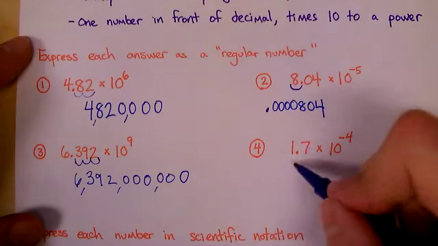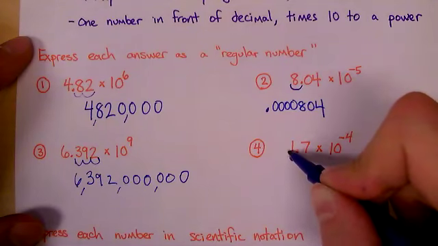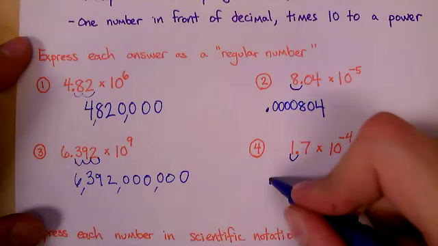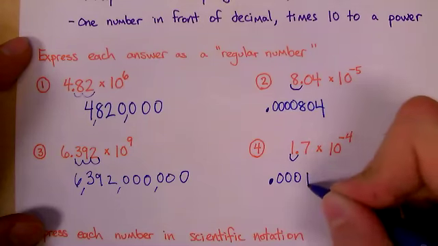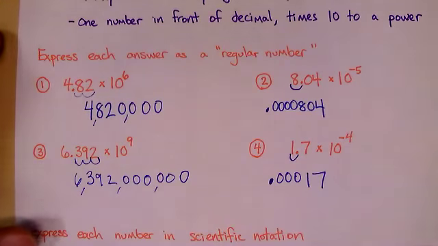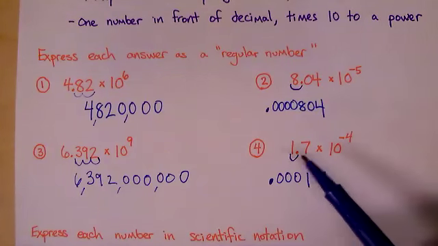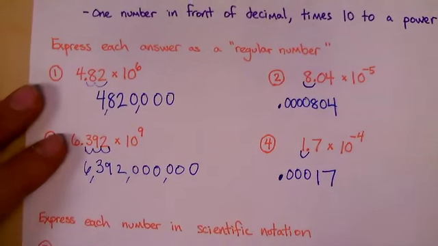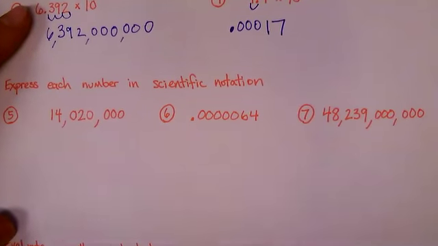And for the last one, negative 4, I move 1 spot. I have to move 3 more. I'll have 3 zeros on there, 0.00017. So that is how you write a number as just a regular digit. You pay attention to the exponent. It tells you how many spots to move the decimal. The other big thing I would ask you to do is to go backwards.